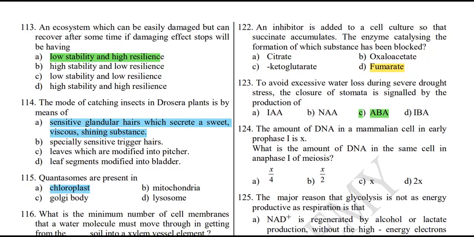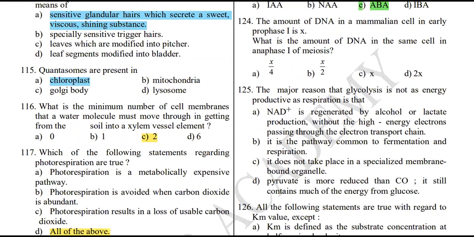Okay, the next question: the amount of DNA in the mammalian cell in early prophase is 1. First, we will understand what happens in a cell cycle. So in interphase, we know there's going to be G1 phase, S phase, G2 phase, and M phase. M phase has prophase, metaphase, anaphase, and then telophase. Okay, yes. So in G1 phase, the amount of DNA is less, but in S phase, the amount of DNA increases. Here, the amount of DNA stays the same. In mitosis also, it remains the same.